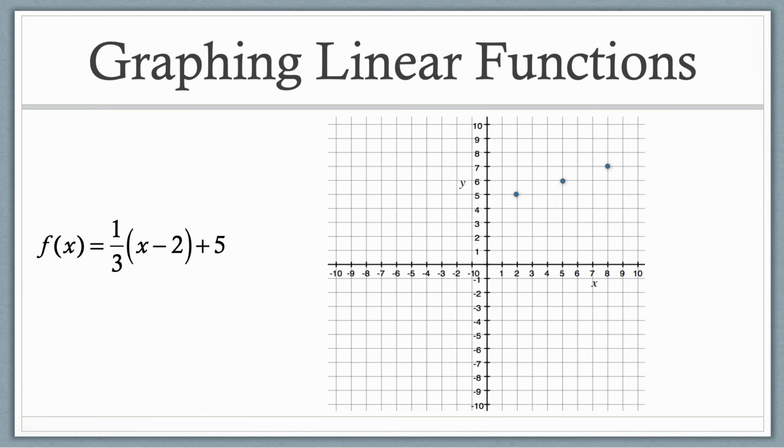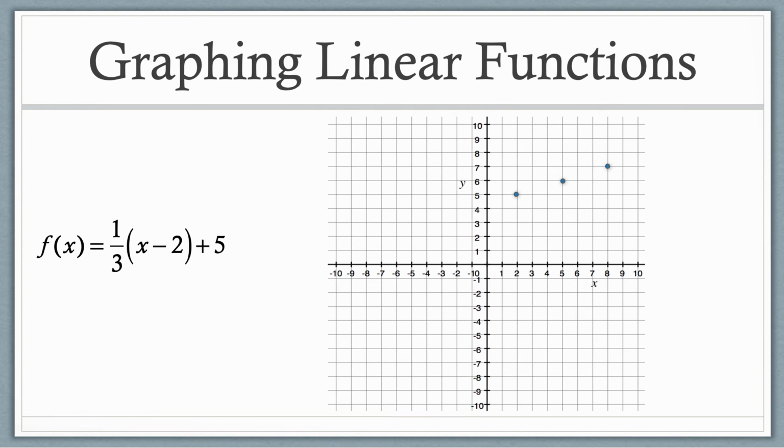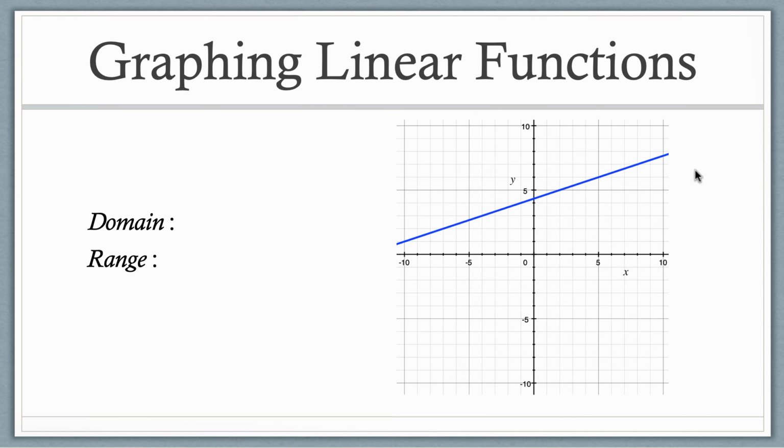Now that I have 3 points, I could successfully draw an accurate line. So I'm going to connect and extend in both directions. Now that we have our graph, we can easily discuss the domain and the range. So we're still looking at f of x equals 1/3 (x minus 2) plus 5.